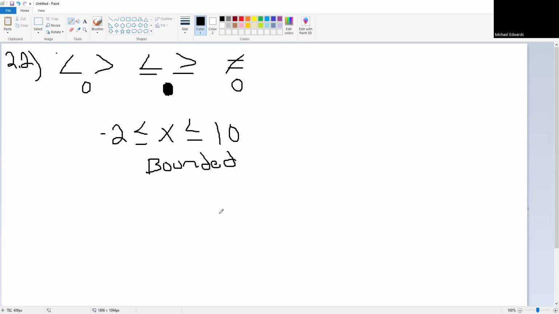Now, write this in interval notation. If it's bounded, we write our little square bracket thingy. And this side's bounded too, so we write our square bracket notation thingy. And that's the notation. All right.